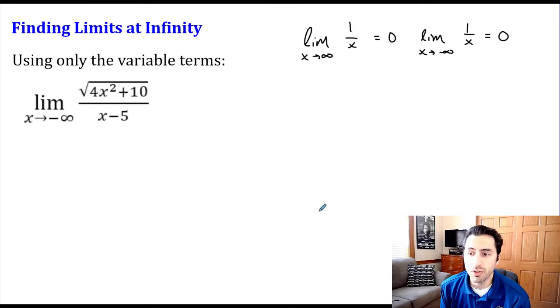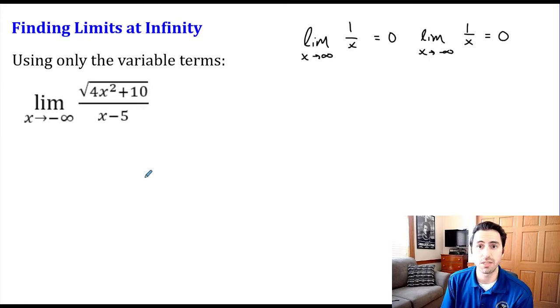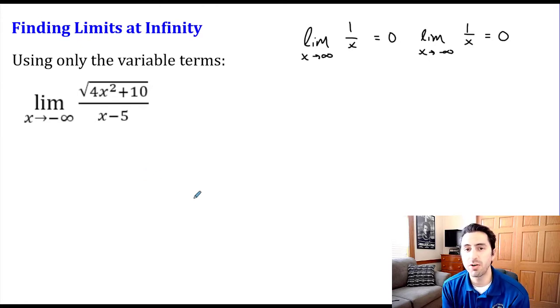Now, what I mean by only using the variable terms is these two constants, the plus 10 and the minus 5. As my x values get very, very negative, say negative 100,000 or negative 1 million, this plus 10 and this minus 5 are not going to make that big of a difference. They're not going to change the value of that number very much, relatively speaking. So because we want to know what's happening at negative infinity, I can basically say these aren't going to change my numbers enough to matter.